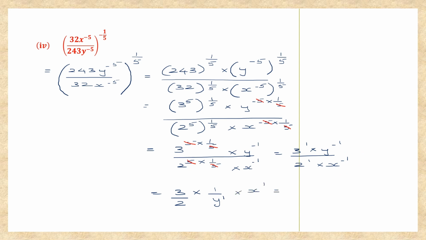So let's write it all together here now. So here we have 3 into 1 into x. So that is 3 into x to the power of 1, or 3 into x, which is 3x. And in the denominator, we have 2 into y. That is 2y. So what is the final answer? 3x by 2y.